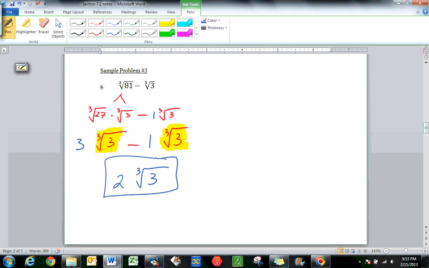And so we want to just write that far enough apart to where it doesn't look like 2 to the 3rd power. So that would be incorrect. Okay, so those are some basic operations that you're going to deal with radical properties.